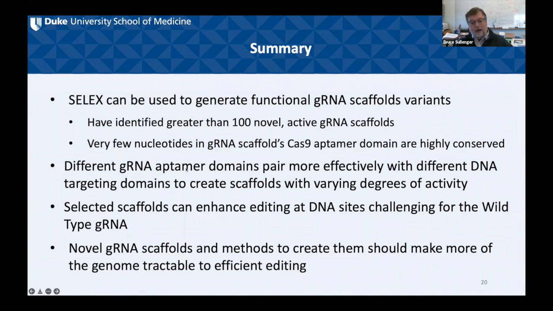Different guide RNA aptamer domains can pair more effectively with different DNA targeting domains to create scaffolds with varying degrees of activity, and selected scaffolds can enhance editing at DNA sites that look like they're challenging with the wild type native guide RNA sequence for SP-Cas9 at least. And we think that generating novel guide scaffolds, and methods to create them, should make more of the genome tractable to efficient editing.